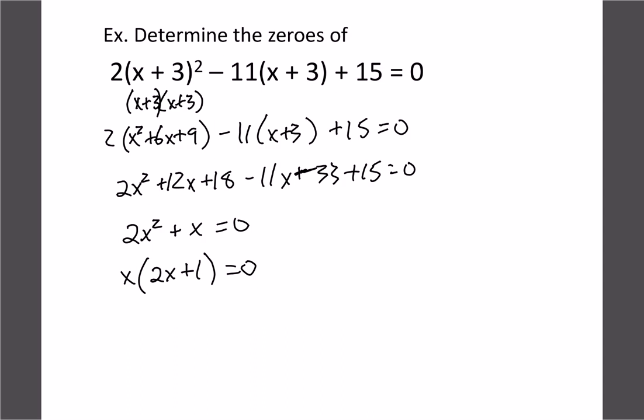And that's it. So our 2x plus 1 would give us a solution of negative a half, just like we did before. And this x in front is just x equals 0. If there's an x by itself, the 0 is 0. So that's it. That's how we could actually do that one.